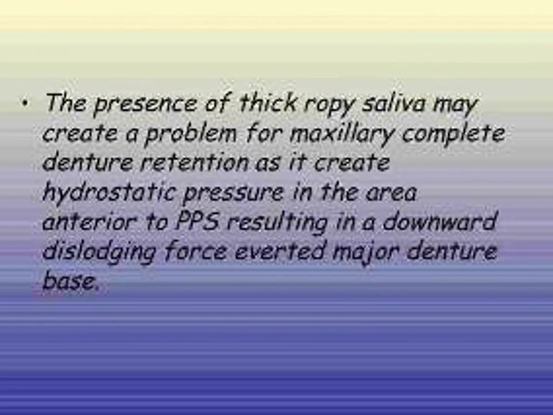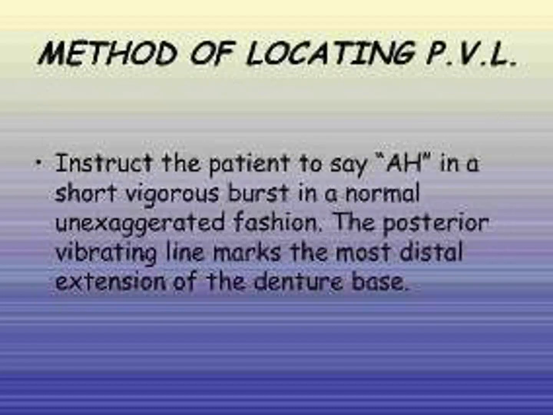The presence of thick ropey saliva may create a problem for the maxillary denture as it increases the hydrostatic pressure in the area anterior to PPS, thereby resulting in downward displacement of the upper denture.